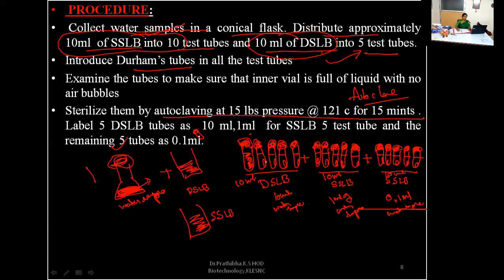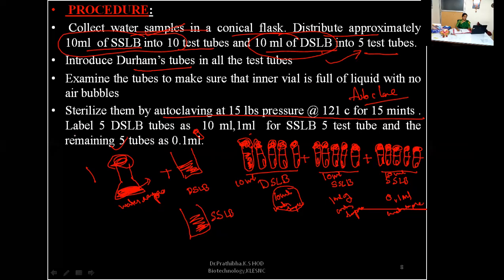Once this lactose broth medium is sterilized and then cooled, 10 ml of water sample will be added to the test tubes, 10 ml, then 1 ml will be added to the test tubes, then 0.1 ml of water sample will be added to the test tubes. Now let us keep all these test tubes for the autoclave. Hope you understood.